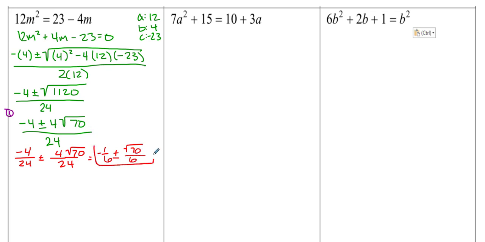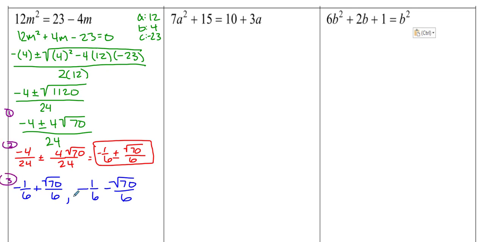Okay, so this could be one solution, or one way of writing the solution as well. Okay, now if they indeed ask you to write it as two separate answers, you could then do it as negative 1 over 6 plus radical 70 over 6, and then separate it by a comma, and have negative 1/6 minus radical 70 over 6. Okay, so there are different ways that this can be represented. Let me go ahead and box these up for you guys. So 1, 2, and 3.